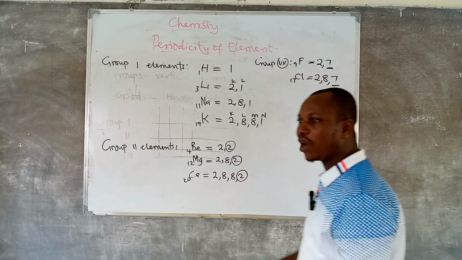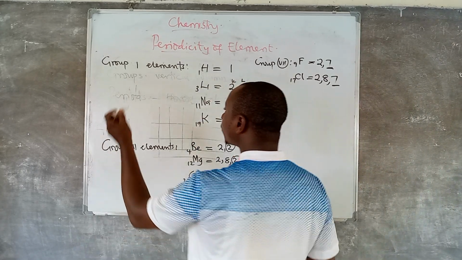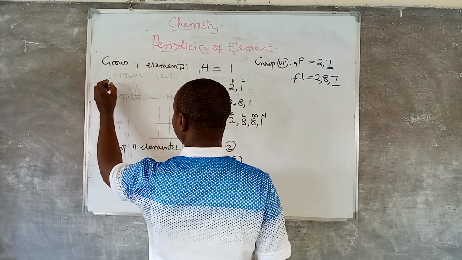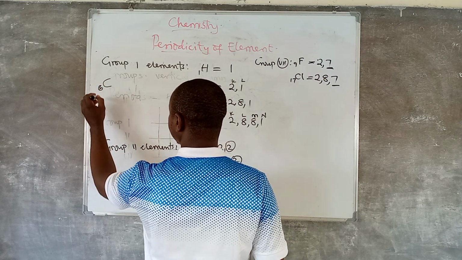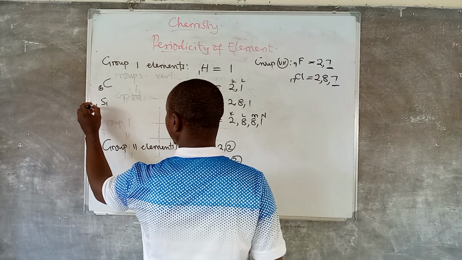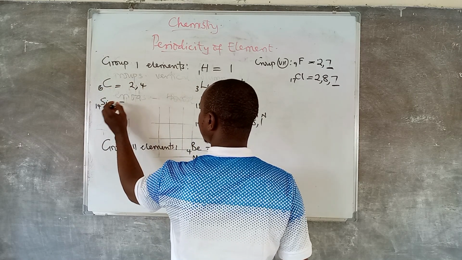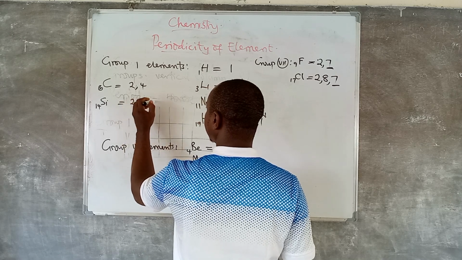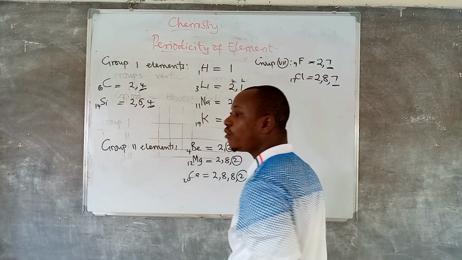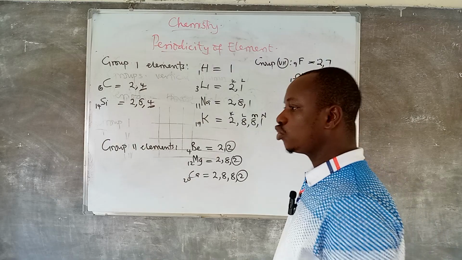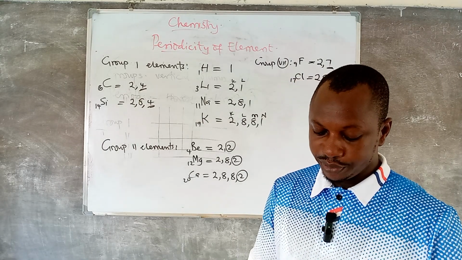If you still want another one, let us consider elements of group 4, like carbon. Carbon is 6. Silicon should be in group 4. Let us see now. Carbon 2, 4. Silicon 2, 8, 4. So they have four valence electrons each. So they are qualified to be placed in group 4.